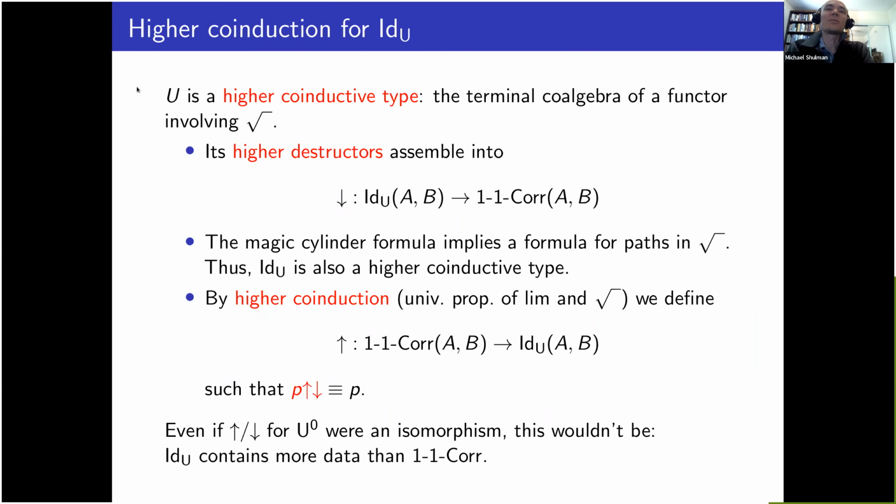Now, I don't want to spend a long time talking about what a higher co-inductive type is in general, but intuitively speaking, it's a terminal coalgebra of a functor that's built using a square root. Maybe intuitively, you can say a higher inductive type has constructors whose output is an identification in the type you're defining. So a higher co-inductive type should have destructors whose input is an identification in the type you're defining. And so a map out of a path type is the same as a map into a square root type. And so you can define it using a terminal coalgebra of a functor involving a square root.